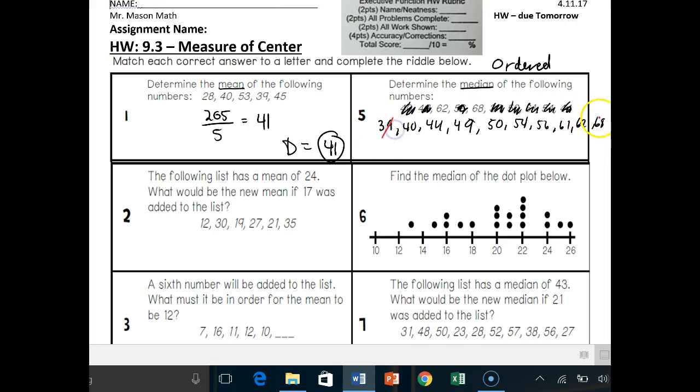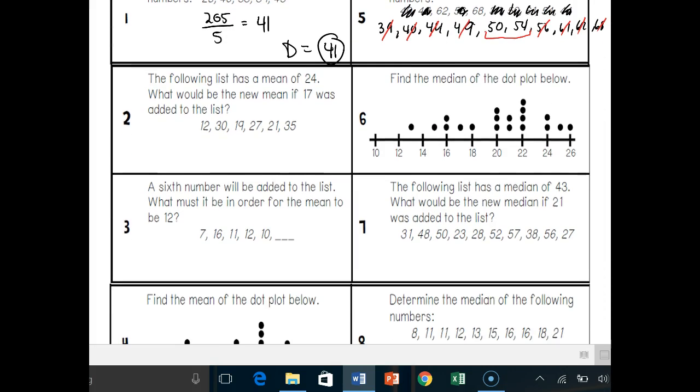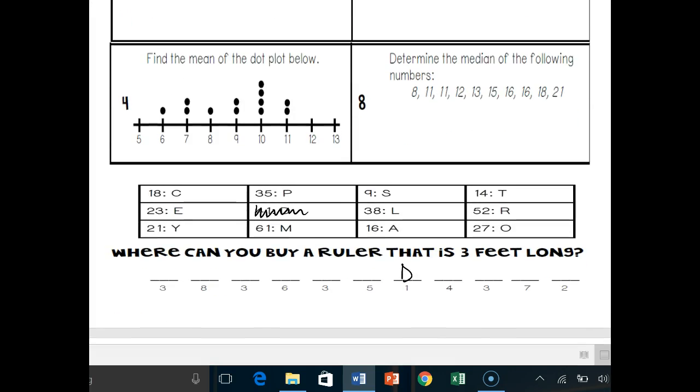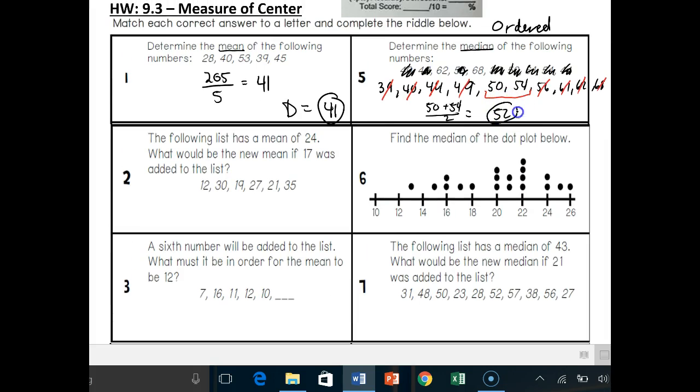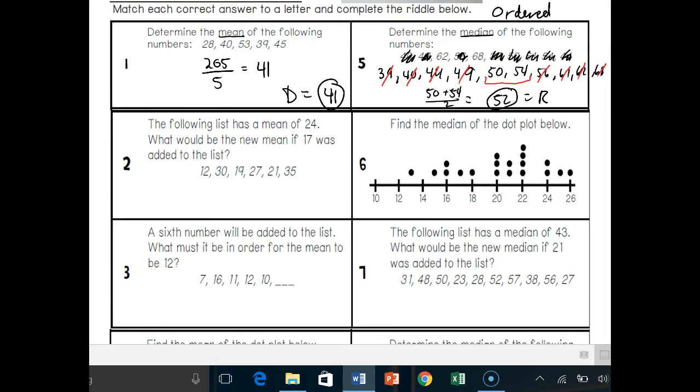So I'll say 1, 1, 2, 2, 3, 3, 4, 4, and then immediately stop yourself. You cannot cross off because you have an even amount left. So I'll say 50 plus 54 divided by 2, and I'll get my median of 52. So I'll go down here and I'll see that, oh, R is 52, and so wherever I see a 5, I will put an R. So I'll put an R right there, because that was question number 5. So 52 is my answer, and it equaled the letter R.